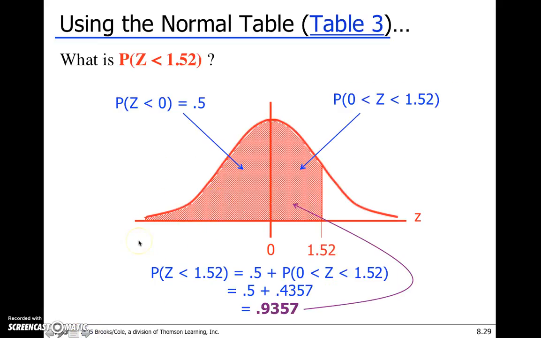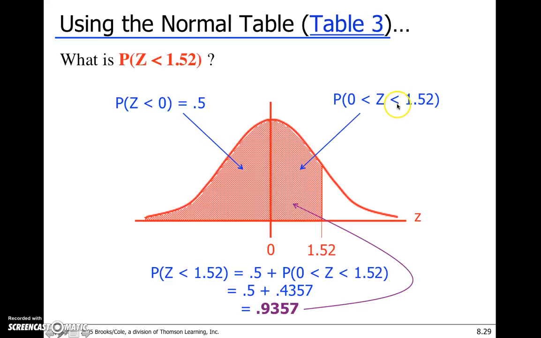Now, using the table again, table 3, what's the probability z is less than 1.52? So we're talking about this whole area here. Well, you know that this area to the left of 0 is 0.5. That's the probability z is less than 0 is 0.5. So you need to find the probability z is between 0 and 1.52. That is, you want to find the probability z is less than 1.52 and greater than 0. This is read directly from the table.